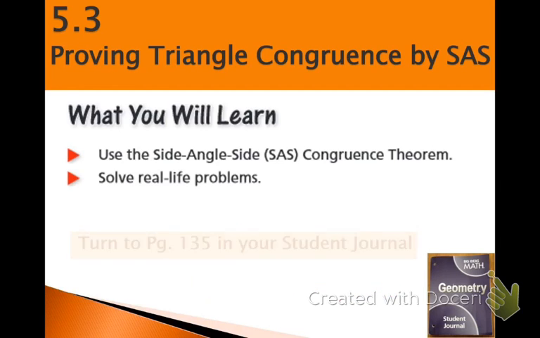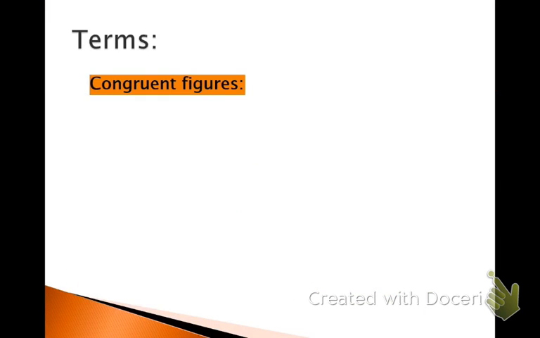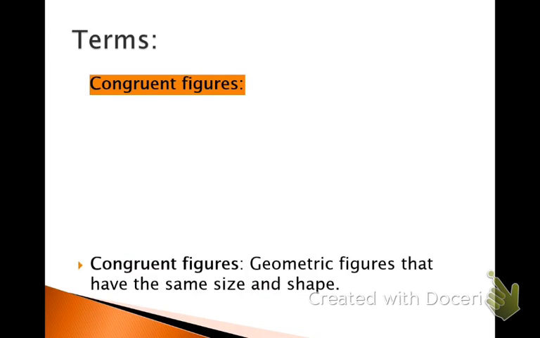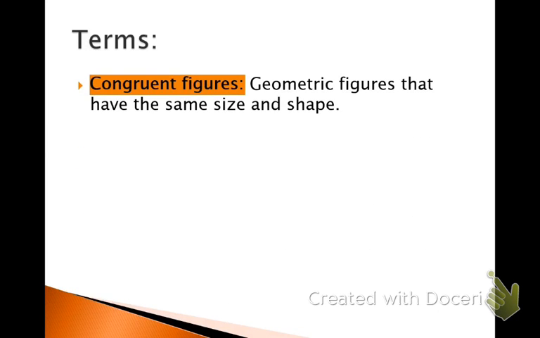All right? So first thing we're going to talk about are some terms. Congruent figures. You'll see a blank on your notes. It's a tab. You're going to fill in the said blanks. Congruent figures are geometric figures that have the same size and shape. So they have to have all congruent angles, all congruent sides.